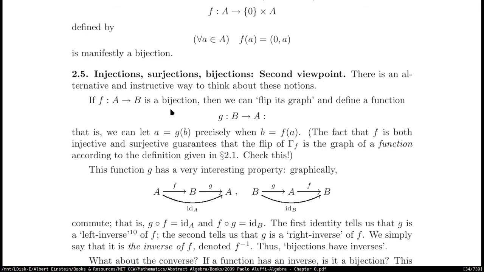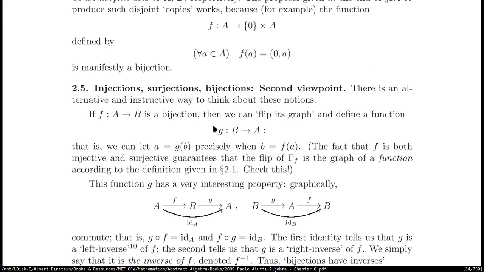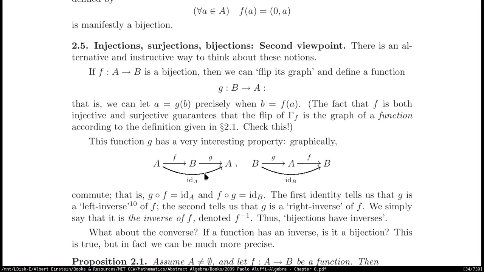So if f is actually a bijection, then we can flip its graph, right? Flip its graph in the sense that you can make the codomain its domain, and define a function from there. So you have g defined from B to A, where we let a be g of b when b is equal to f of a. You define a function in the opposite direction, so that when you compose it with the original function, you get the identity on each of the sets.